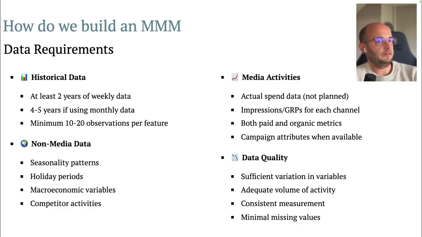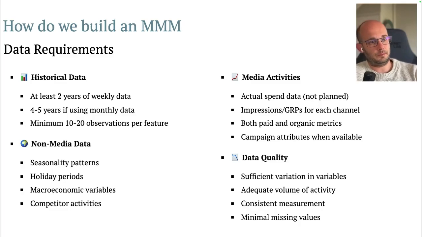You can think about it like this. If you have 100 data points and 10 features, on average, each one of those features is going to use 10 data points. This isn't strictly mathematically true, but you can think about it this way. Now, you need media data and non-media data. On the non-media data, you're thinking of historical patterns, you're thinking of holiday periods, you're thinking about some promotions that you did, you're thinking about macroeconomic variables like inflation or unemployment, and you're thinking about competitor activities.